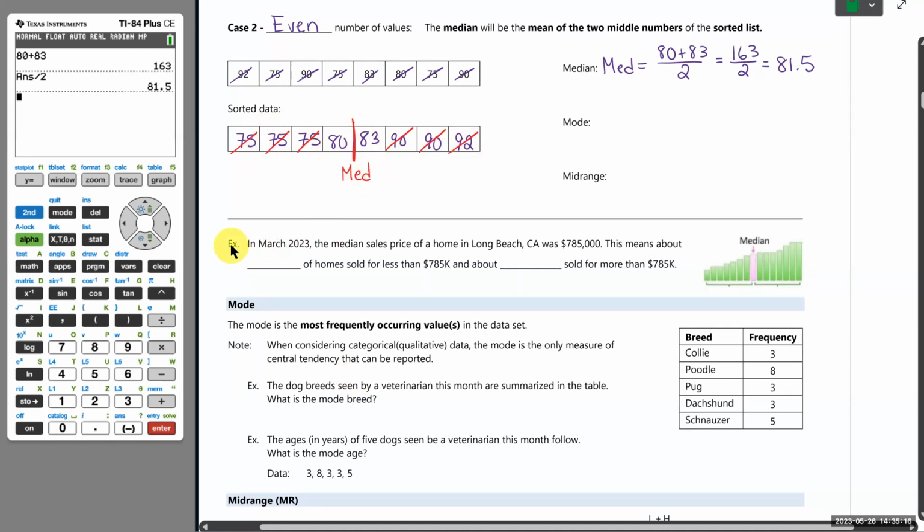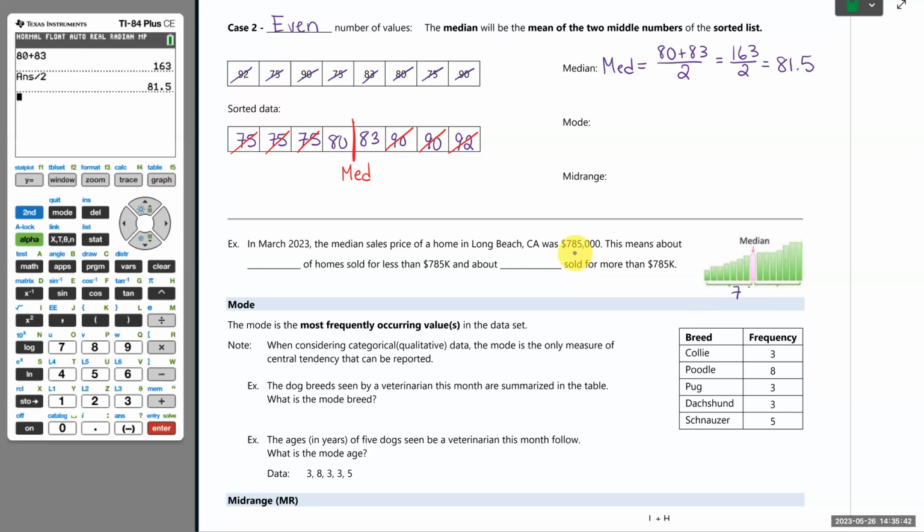So here's our example. In March 2023, I looked up the median sales price of a home in Long Beach, and the median sales price was $785,000. All right, so if I had all the data on home prices with the low home prices and the higher home prices, the median here, I'll just abbreviate that 785K for 785,000.